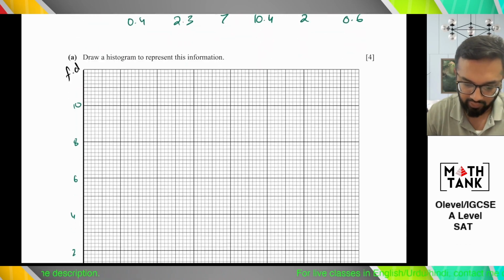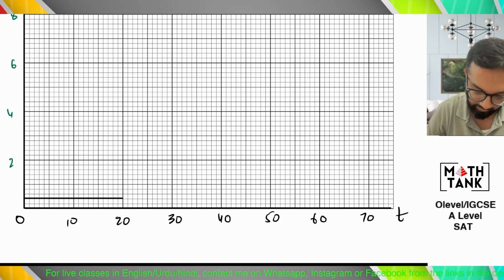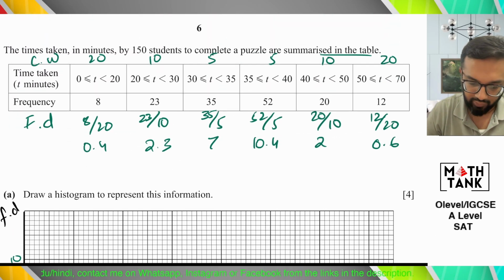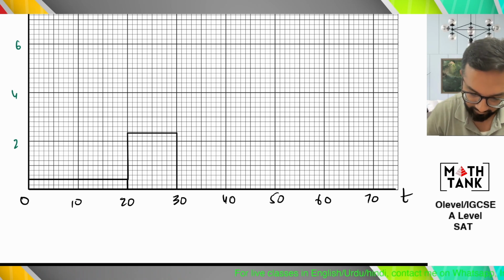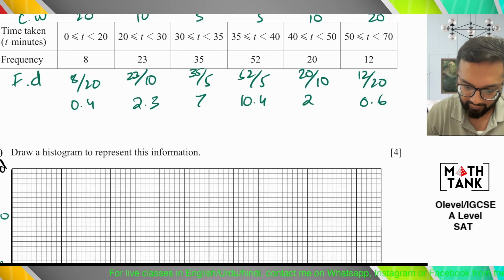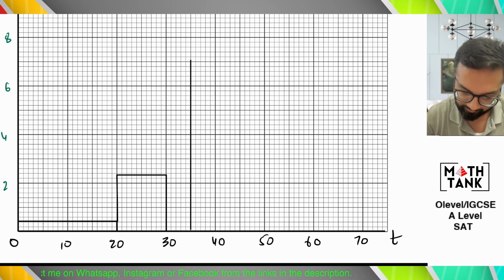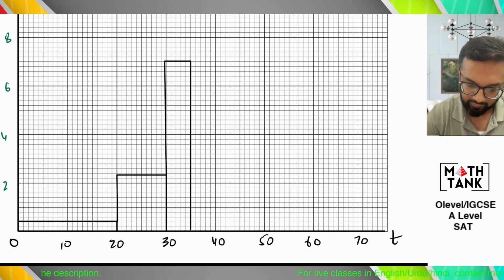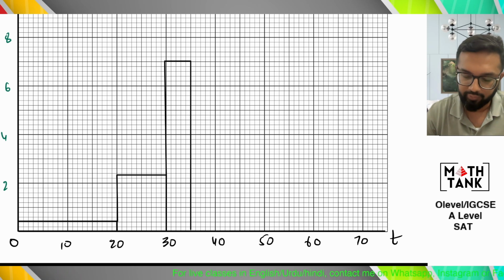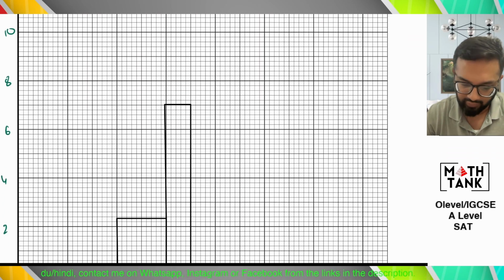Okay, 0 to 20 is 0.4. Then 20 to 30 is 2.3. 30 to 35 is 7. And then 10 and 4.